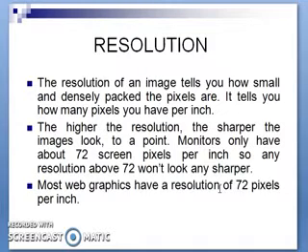Now, coming to image and its most important term, resolution. The resolution of an image tells us how small and densely packed the pixels are. Normally we talk about resolution in terms of DPI or PPI. It tells you how many pixels you have per inch. The higher the resolution, the sharper the images look to a printer. Monitors have only 72 screen pixels per inch, that is PPI, so any resolution above 72 won't look any sharper. Most web graphics have a resolution of 72 pixels per inch.